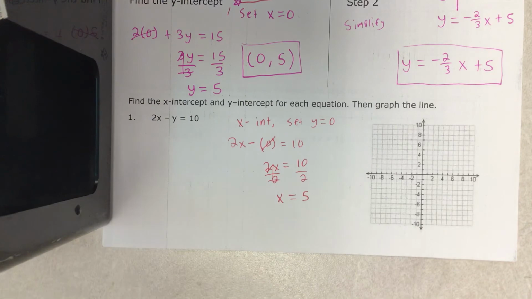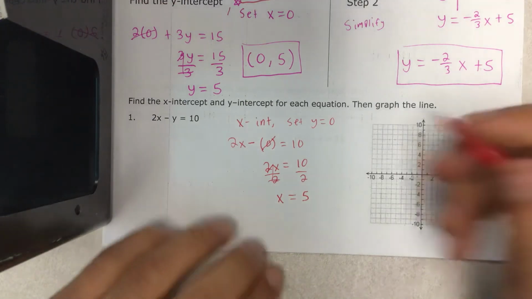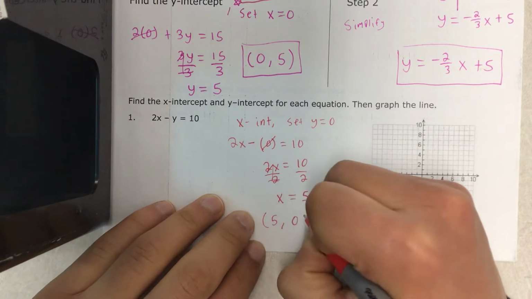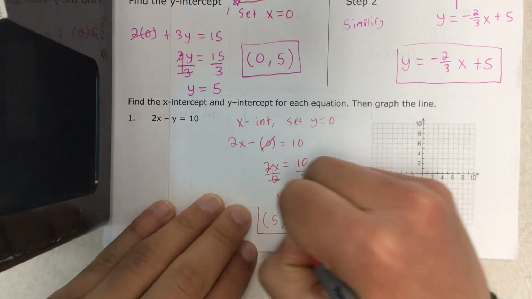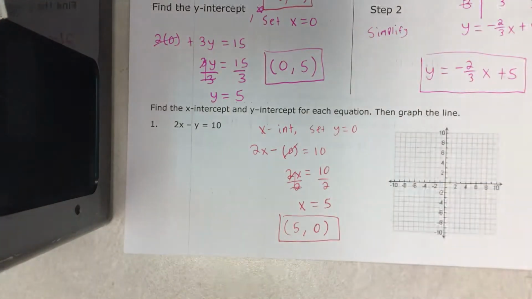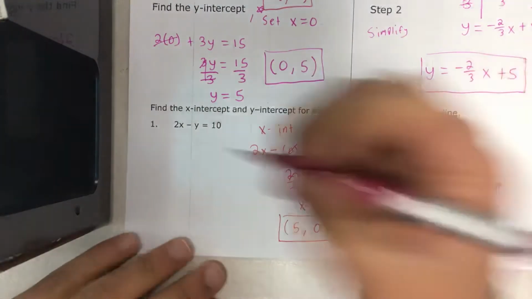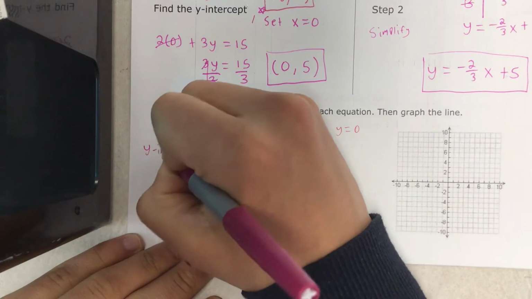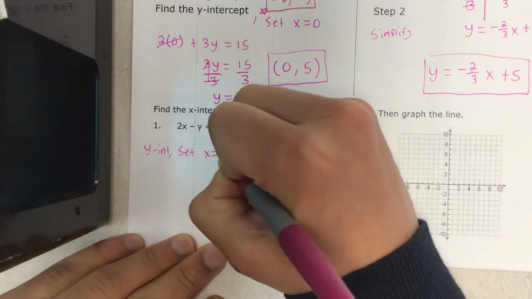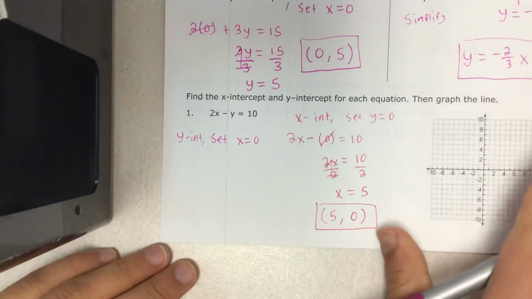So that's not my answer, right? I want it in an ordered pair. So since it's the x-intercept, the ordered pair is going to be 5, 0. So I got my x-intercept. Done, okay? Now I do the same steps with the y-intercept. So I'm going to write that over here, y-int. So here we set the opposite. So I set x equal to 0, okay?